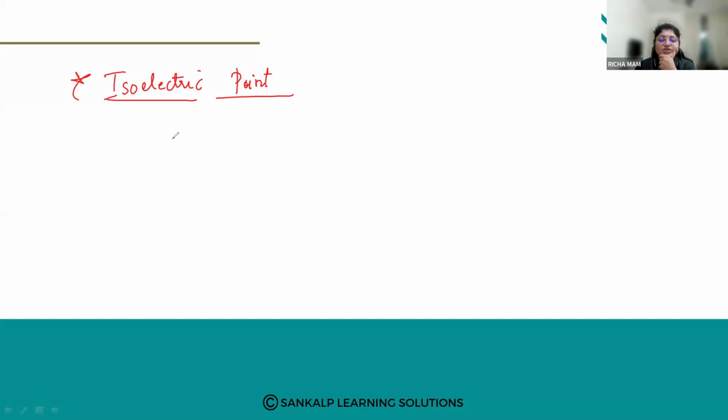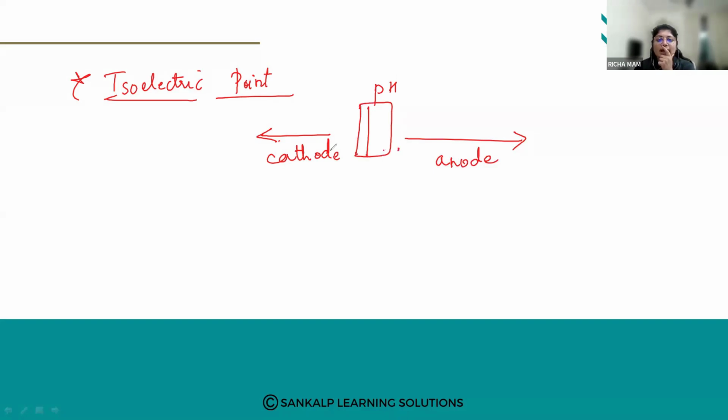It is the pH of an amino acid solution at which the amino acid will neither move towards the cathode nor towards the anode. So it will be at one point, and the pH will remain as it is. It will not change. This is the isoelectric point.